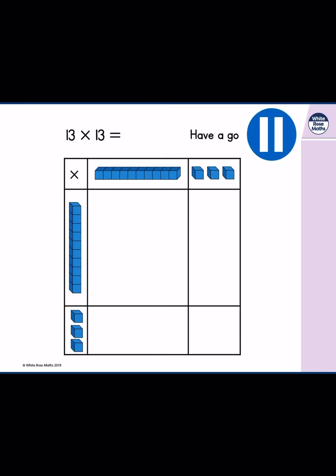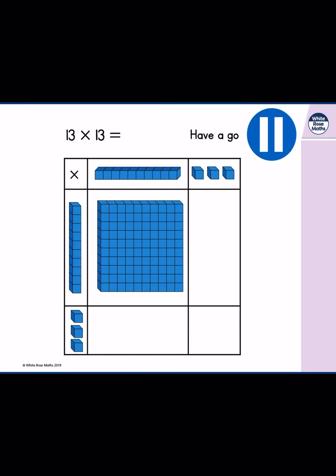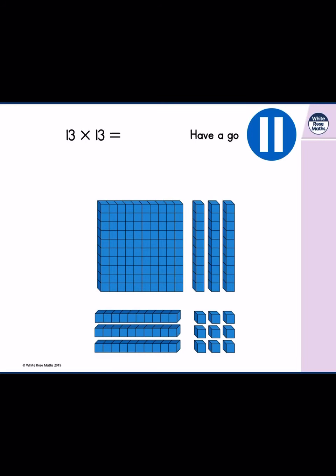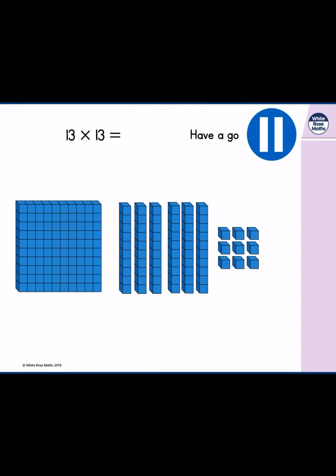Let's look at each section of our model. Well, this section would be 10 times 10, which is 100. The next section is 10 times 3, which is 30. The next section is 3 times 10, which is also 30. And our bottom right hand one is going to represent 3 times 3, which would be 9. What would the total of that be? Let's take those parts. That makes it easy to count. I've got 100, 6 10s, and 9 1s. So in total I've got 169.